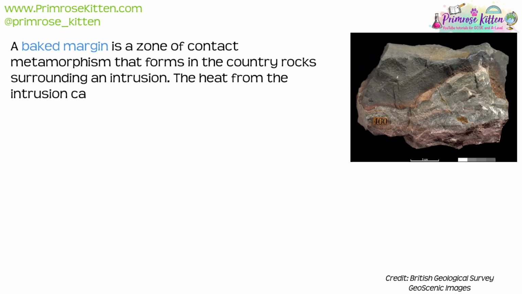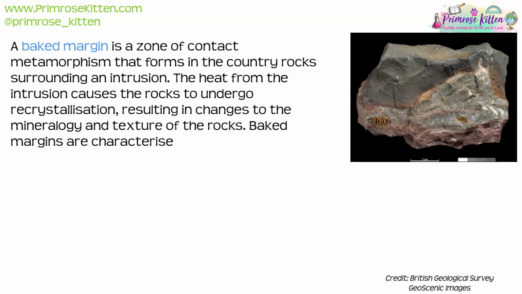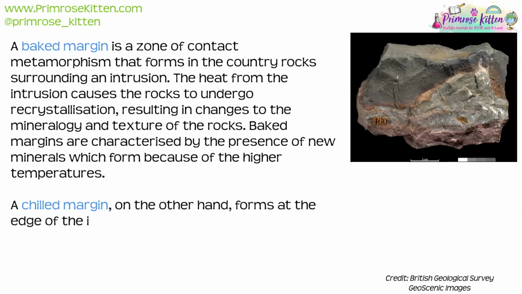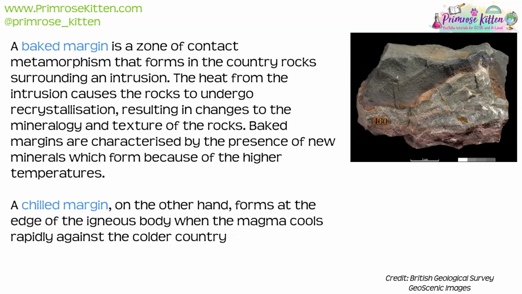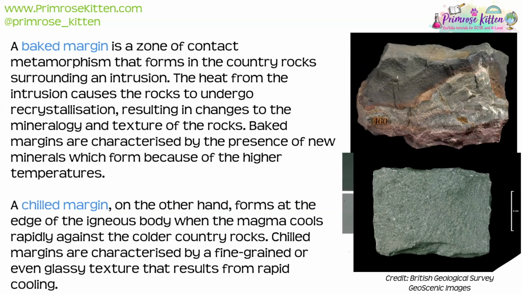The heat from the intrusion causes the rocks to undergo recrystallization, resulting in changes to the mineralogy and texture of the rocks. Baked margins are characterized by the presence of new minerals, which form because of the higher temperatures. A chilled margin, on the other hand, forms at the edge of the igneous body when the magma cools rapidly against the colder country rocks. Chilled margins are characterized by a fine-grained or even glassy texture that results from rapid cooling.